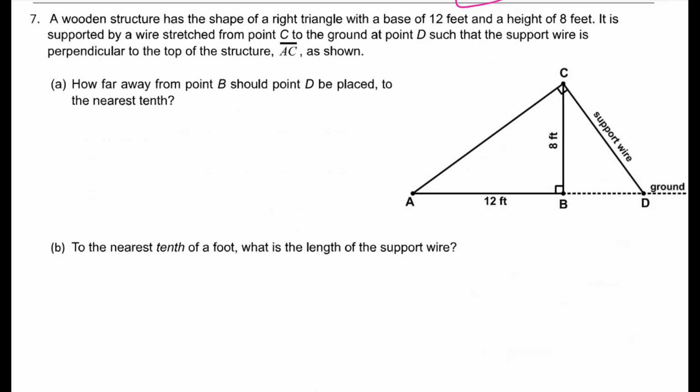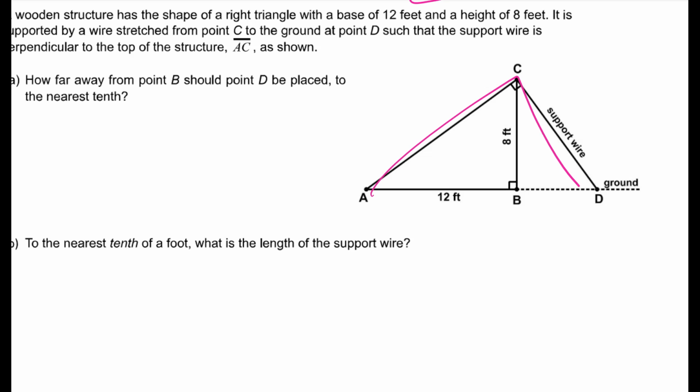Number 7. A wooden structure has the shape of a right triangle with a base of 12 feet and a height of 8 feet. It's supported by a wire stretched from point C to the ground at a point D, such that the support wire is perpendicular to the top of the structure, AC, as shown. So just from looking at this picture, it's a big right triangle with an altitude dropped. I'm already thinking this is either going to be a Hills problem or a SAS problem.